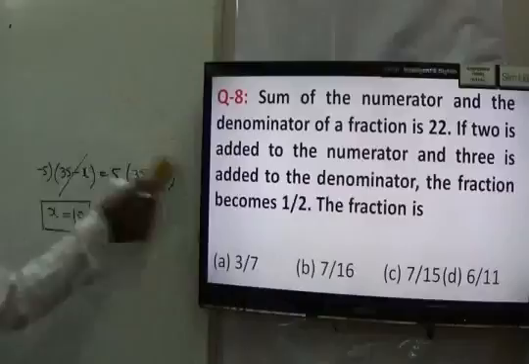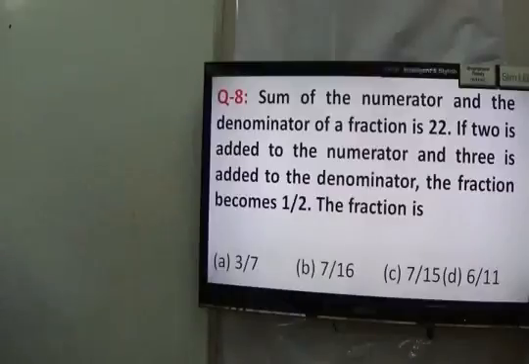Then you have question number 8. What does this question talk about? The sum of the numerator and denominator of a fraction is 22. If 2 is added to the numerator and 3 is added to the denominator, the fraction becomes 1 by 2. So when you look at these questions, here the sum is equal to 22.